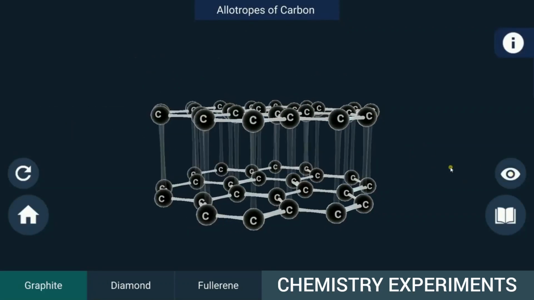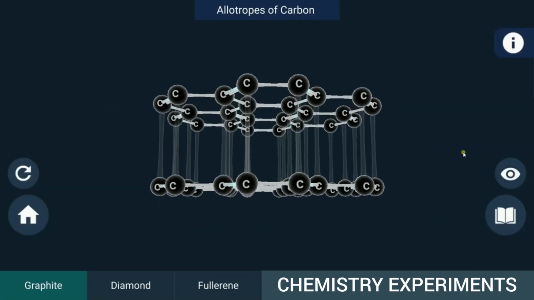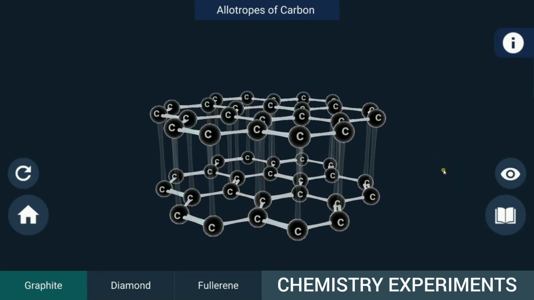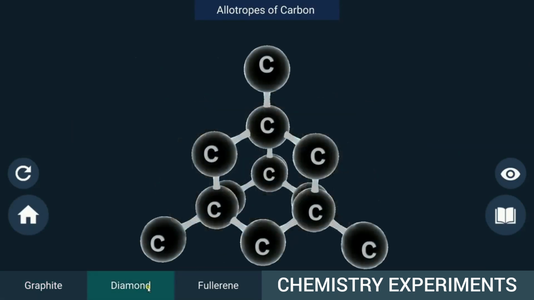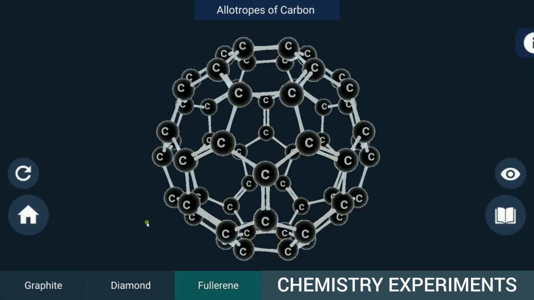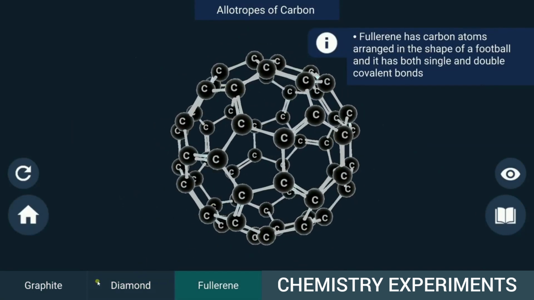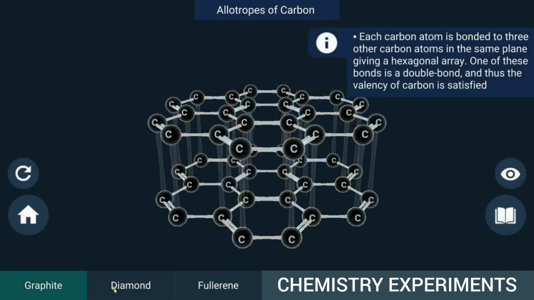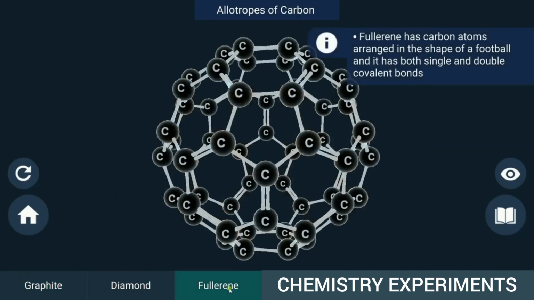Do you know what is allotropy and different types of carbon allotropes? Allotropy is a property of an element to exist in more than one physical form having same chemical properties but different physical properties. Allotropes of carbon are diamond, graphite and fullerene. Let's study each one of them.